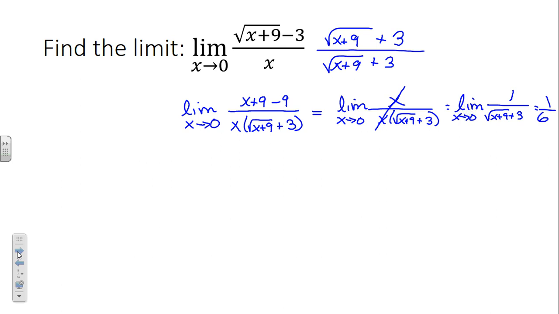Sense? A lot of work. And not intuitive necessarily, right? Okay. But it works. Okay. Questions on this one? Yes.